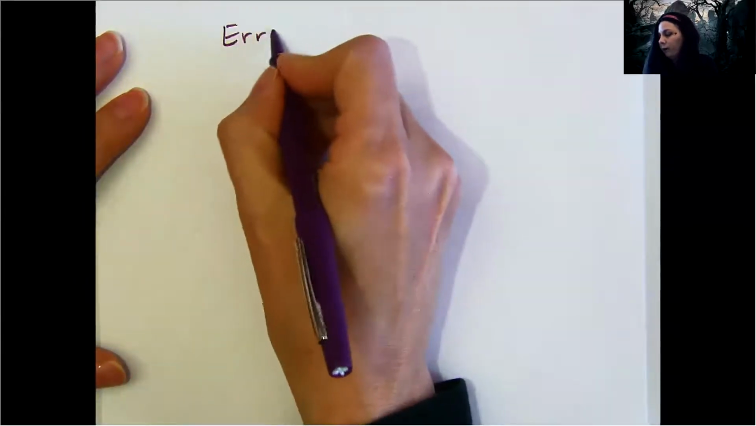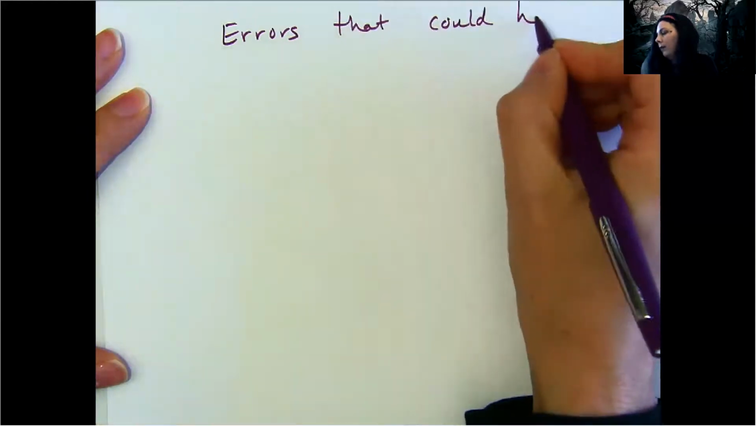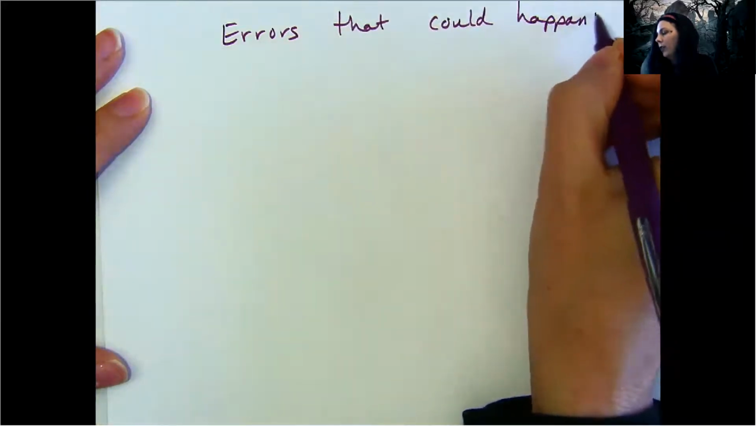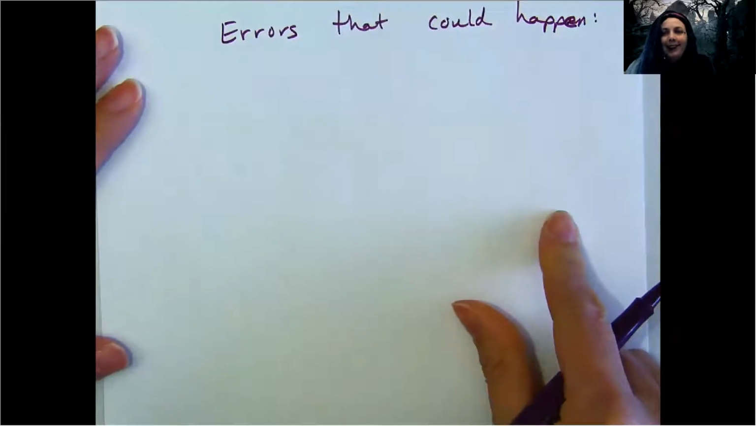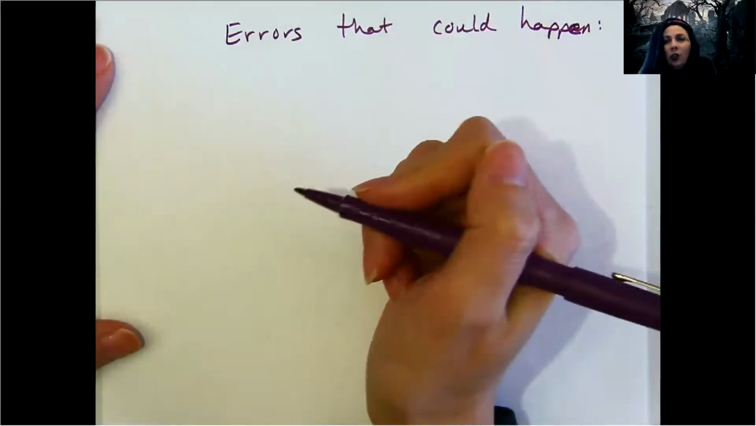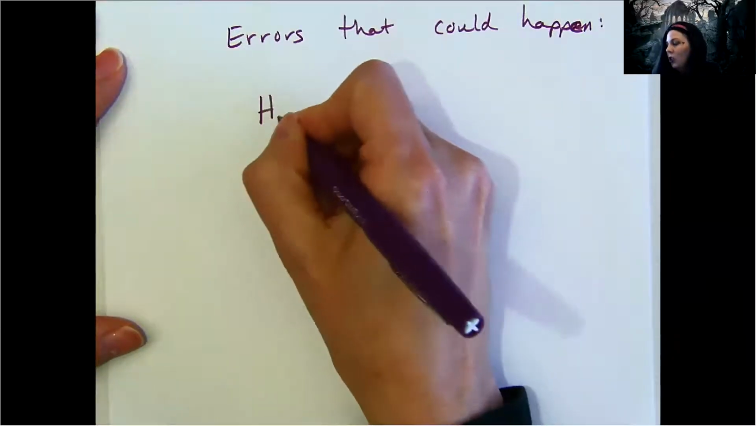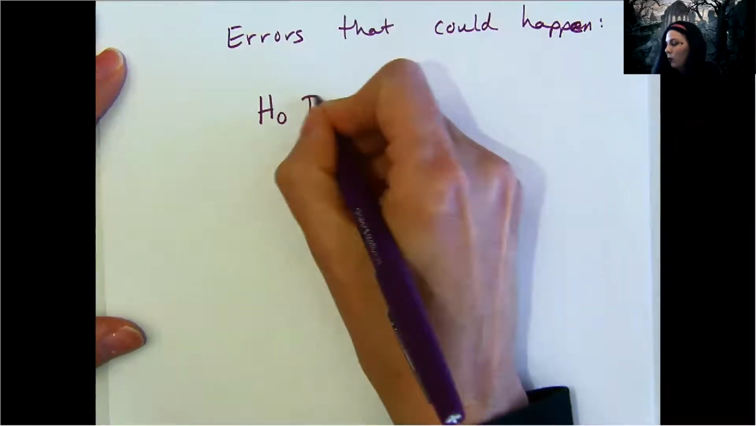Okay, one more piece of paper and then we should be good. When we do all of these hypothesis tests, sometimes errors happen. So, errors that could happen. We've got this little chart that'll help keep it all organized. HO true.